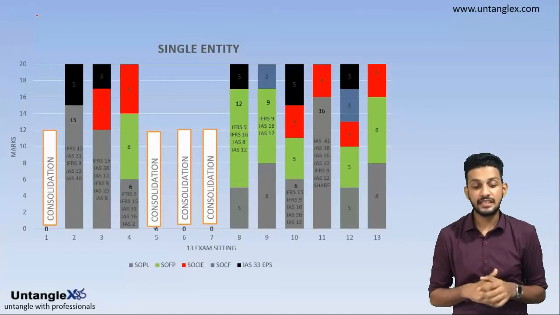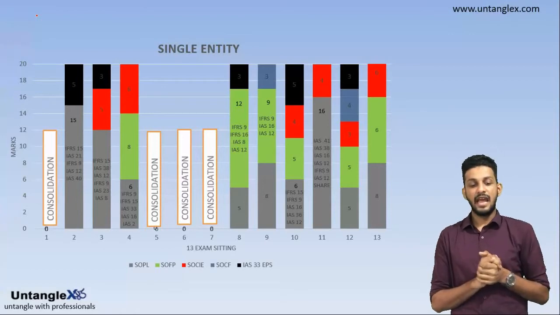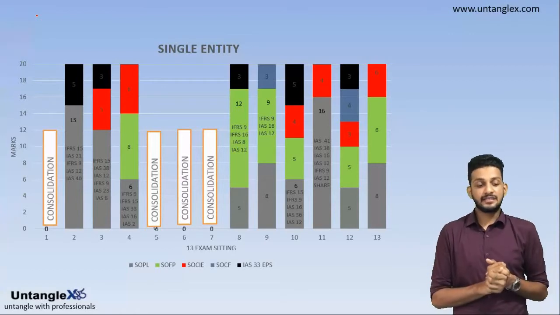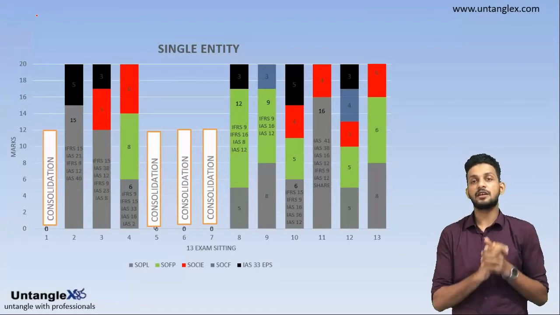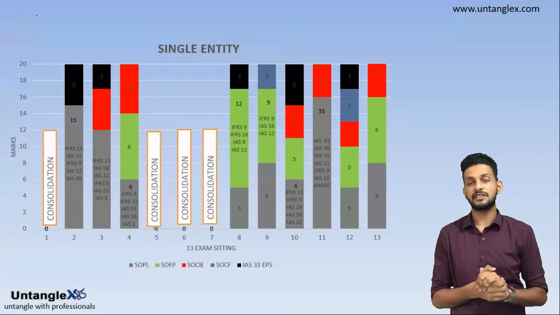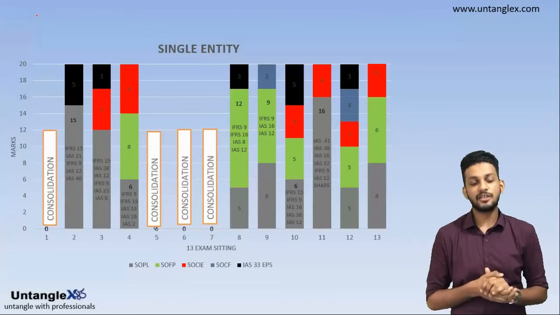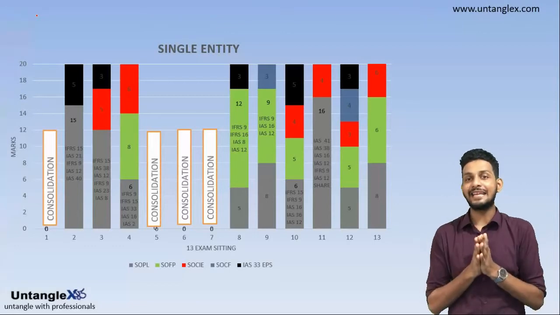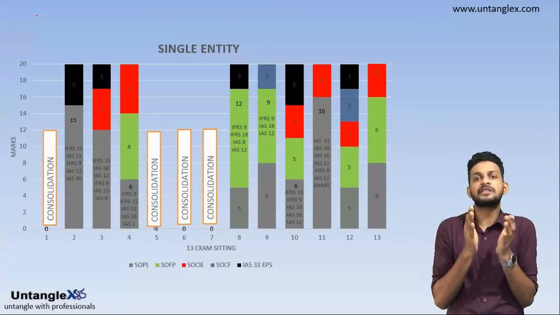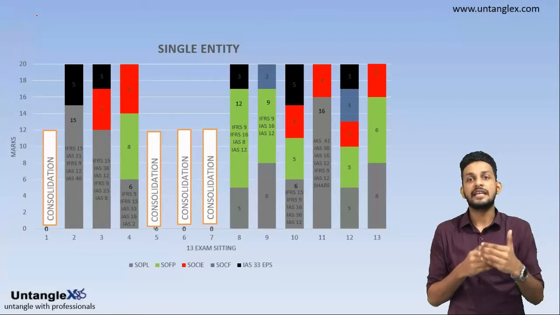Red denotes the IAS 8, and green denotes the SOPL, statement of profit or loss. Blue denotes questions for statement of financial position. Yellow denotes questions for statement of changes in equity. Black denotes statement of cash flow. So you will get better clarity on what the composition of marks is for each area.